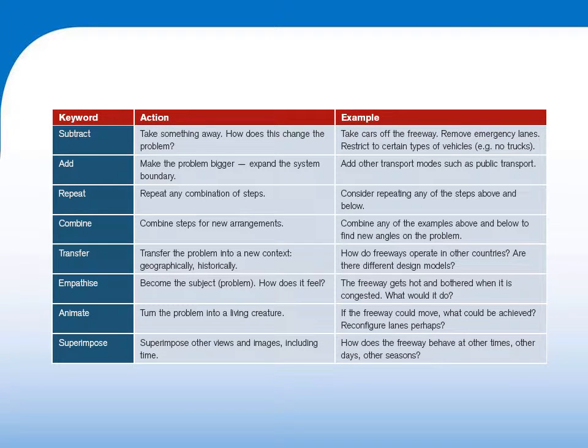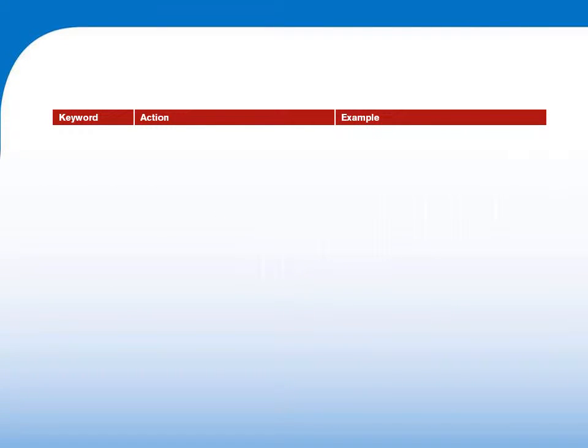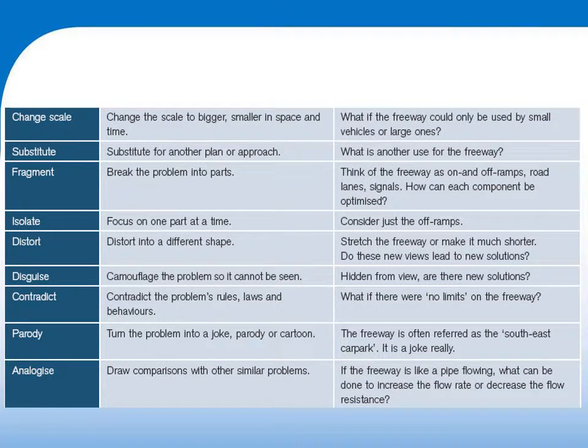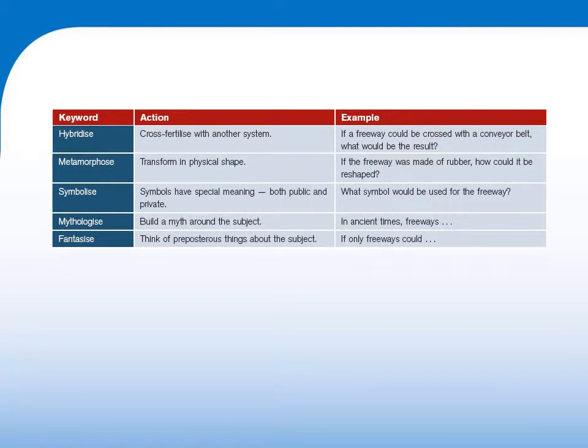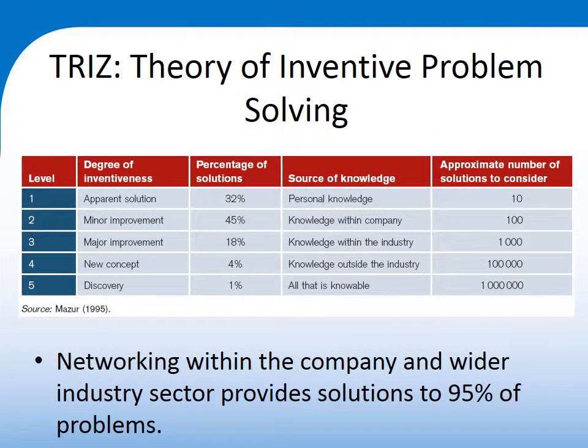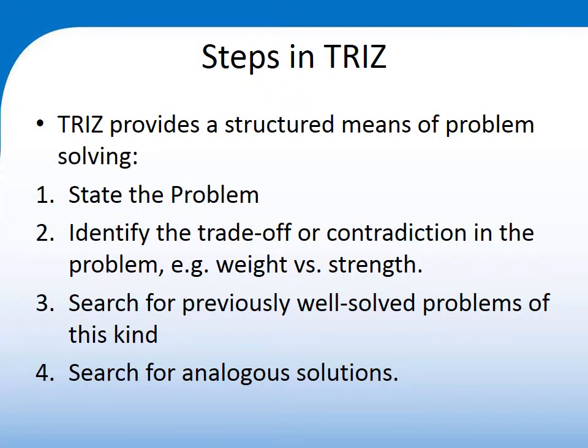For the freeway example, here is a chart of possible solutions. You might like to come back to this slide later. This chart shows that knowledge within the company is the most useful. Here are the steps in problem solving with this system, TRIZ.